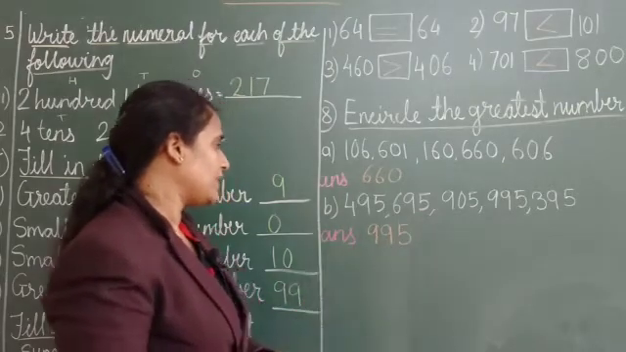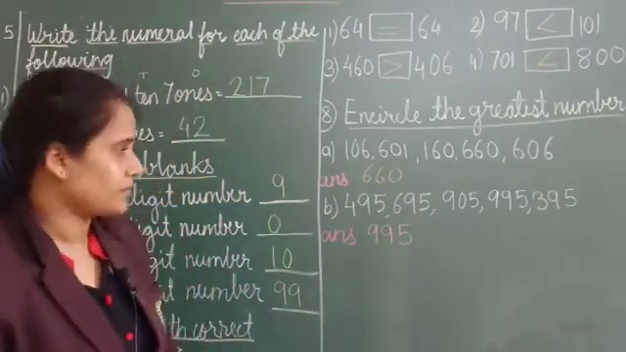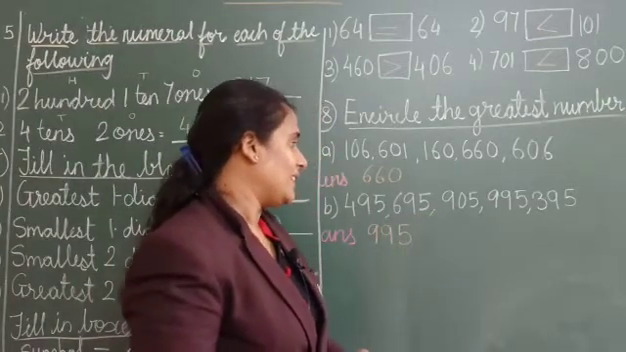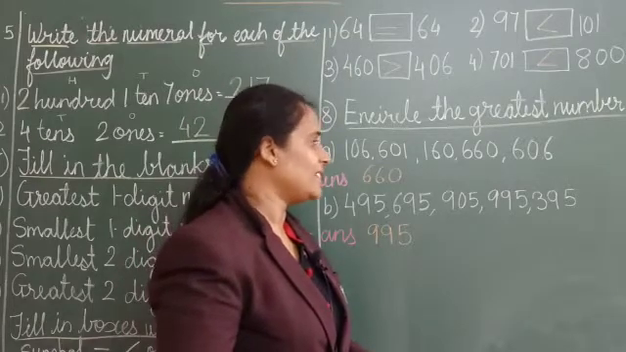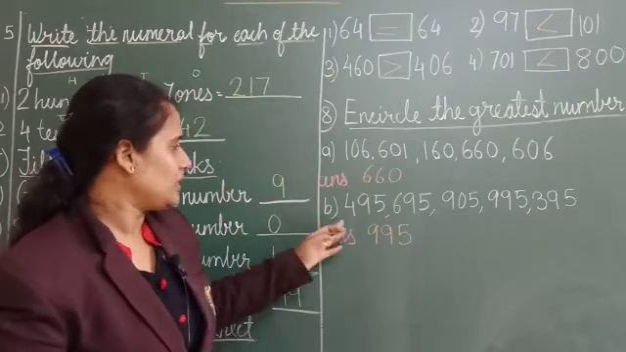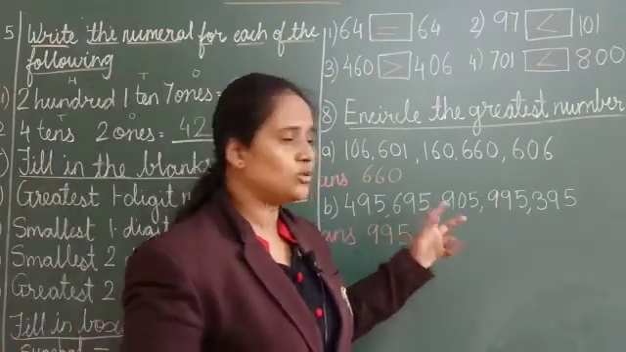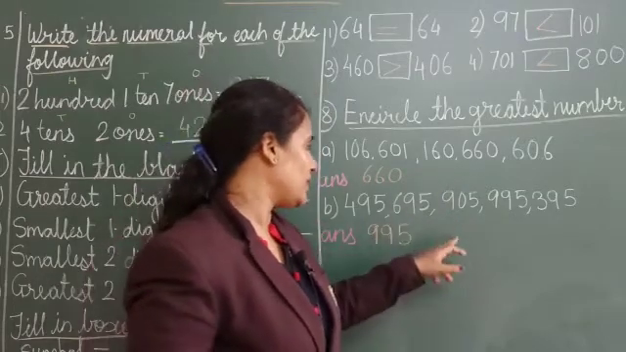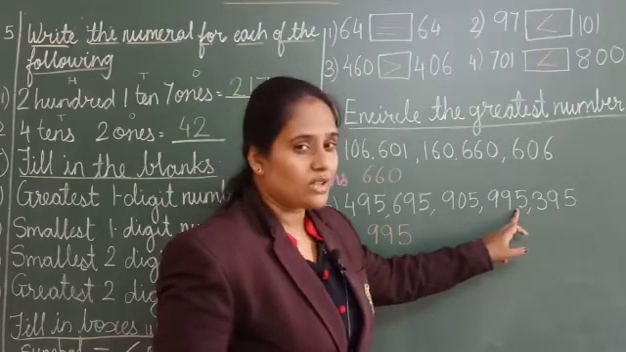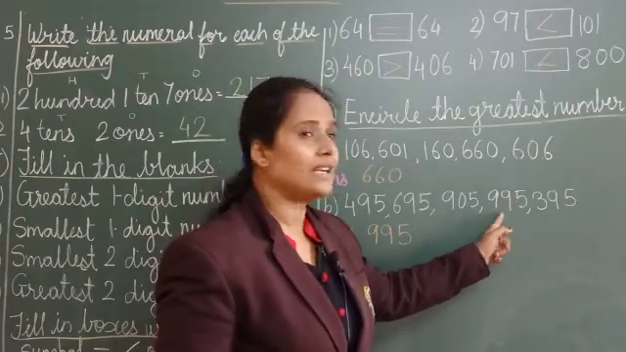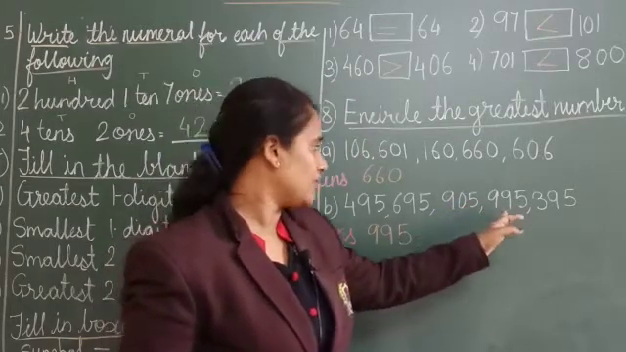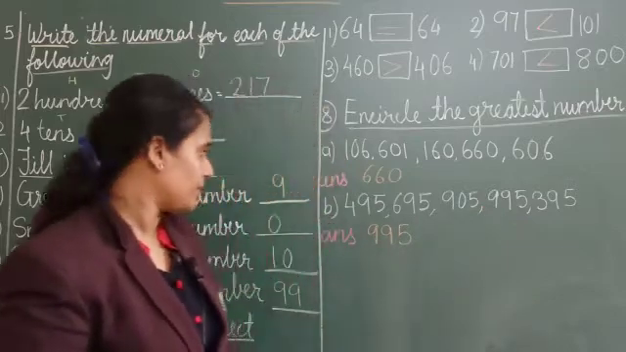Now in the second example we have 495, 695, 905, 995 and 395. In this you will notice 900, 900. These both are bigger numbers. Now among these what will we check? Tens and ones place. At the tens place we have 9, at the ones place we have 5. So this is the biggest number, 995. Over here we have 905. So the biggest number is 995.